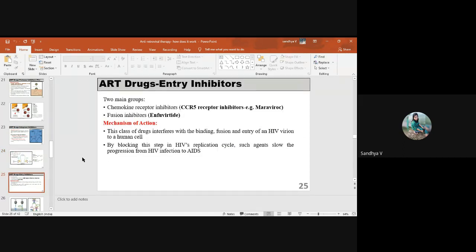The last class of drugs is entry inhibitors. Entry inhibitors focus on chemokine receptors and fusion. As I already mentioned, there are two kinds of chemokine receptors used by HIV to infect the cell: CCR5 and CXCR4. Here you can see the CCR5 receptor inhibitor maraviroc and the fusion inhibitor enfuvirtide. This class of drugs acts at the level of entry itself, so it stops the infection at the site itself.